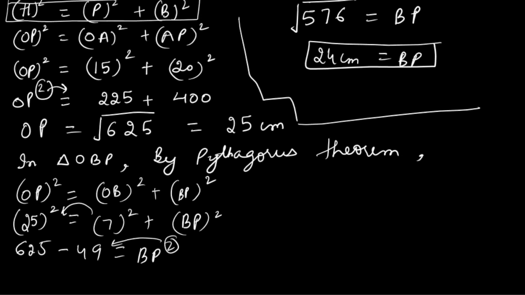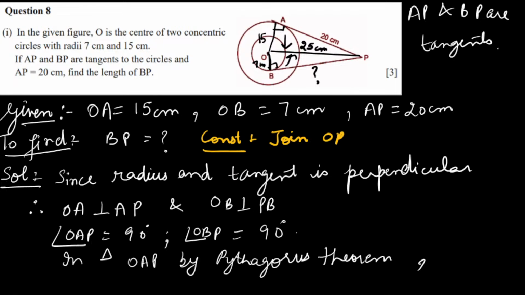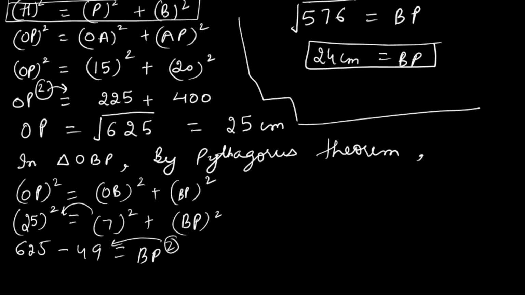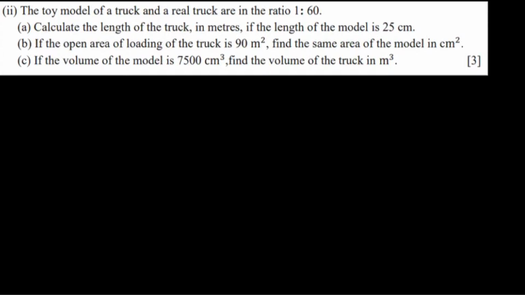While doing these types of questions, some Pythagorean triplets you can remember, like the common ones: 15, 20 and 25, and 7, 24 and 25. If you remember these triplets, you can easily do this type of question. Okay, so let's do the next question.